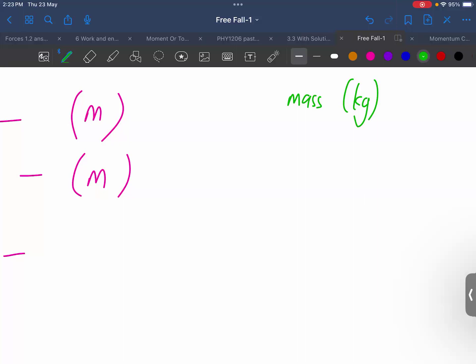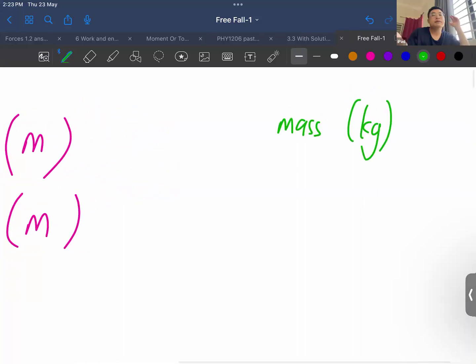So for example, when people ask you what is your body mass, you will answer like 45 kilogram. That means you are unconsciously using kilogram, right? Just like when people ask how tall you are, you say 1.8 meter. We subconsciously use meter.